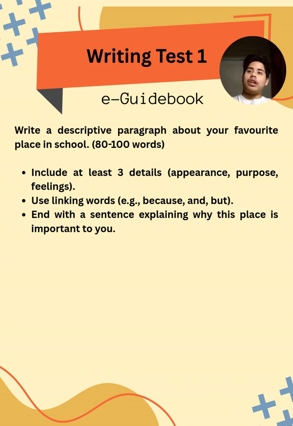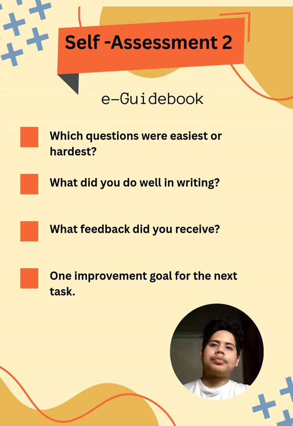CT1 and WT1 for part 1 are used to gauge the students' baseline, the students' foundation of reading comprehension skill and writing skill. After the student answers self-assessment 1, comprehension test 1, and writing test 1, then the student needs to answer this part, which is self-assessment 2.